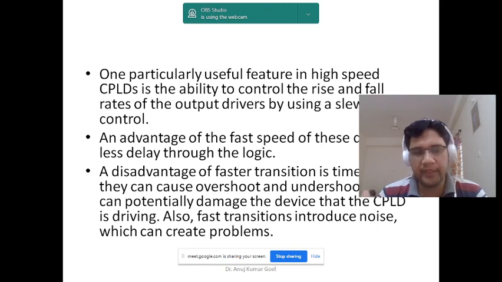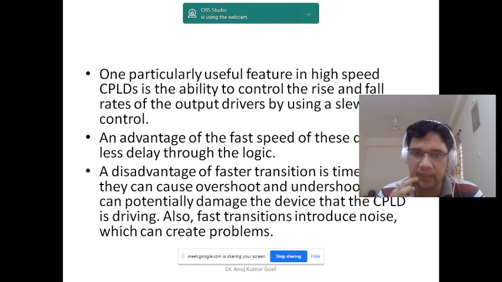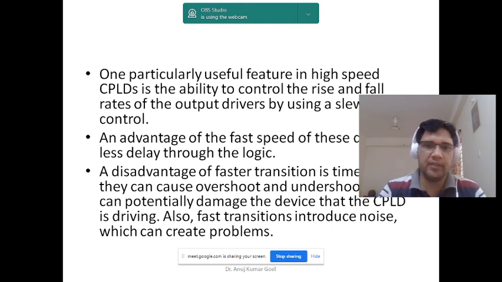Because every device is predefined, we also know the delay of each device. For example, if 3 inverters are there, we know the ideal delay of 1 inverter, so that is added. Because the circuit is already defined, their delay is also defined. You are not making changes in the circuit. An advantage of the fast speed of these devices is less delay through the logic.